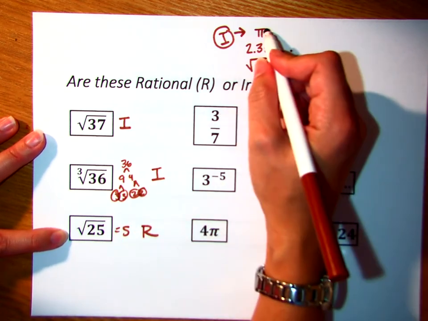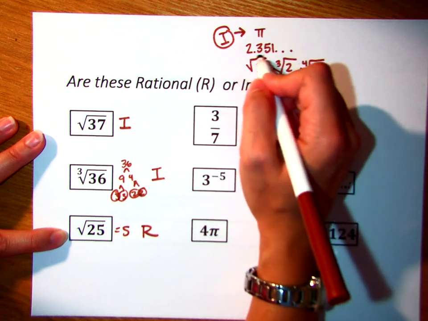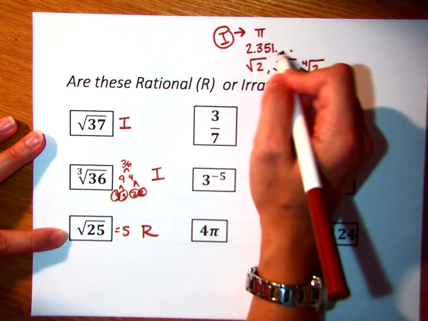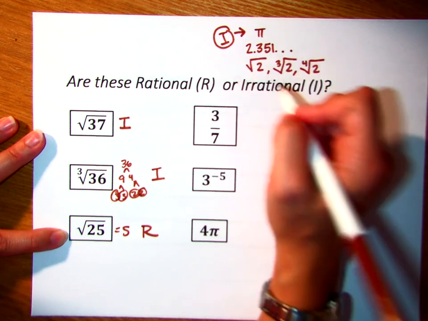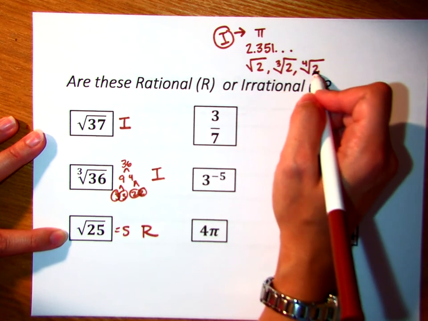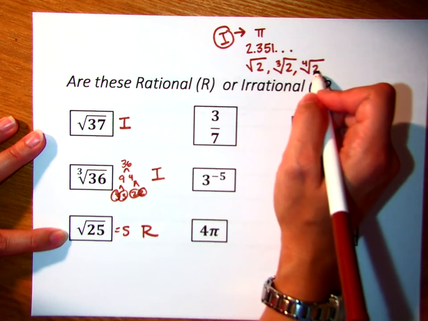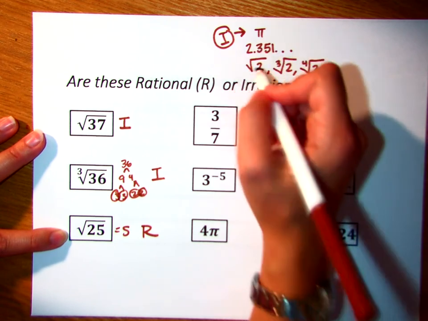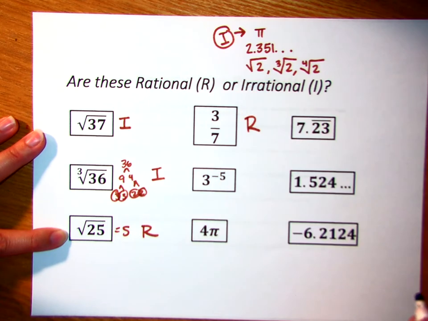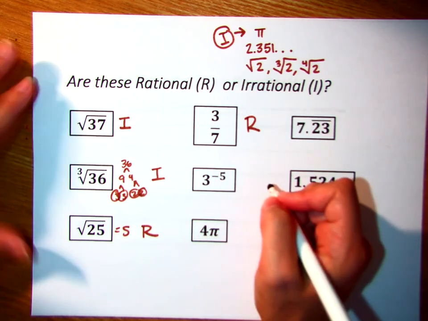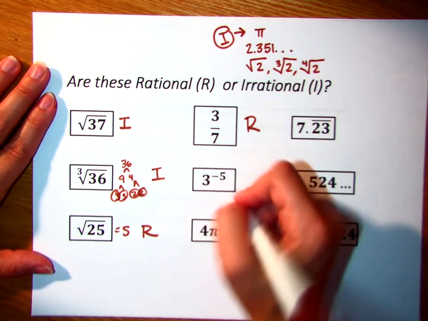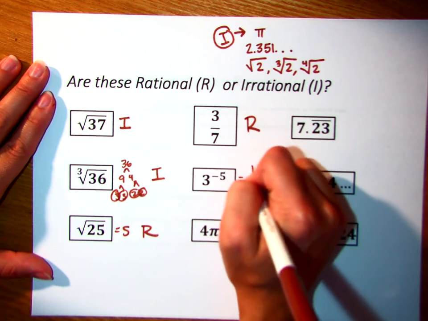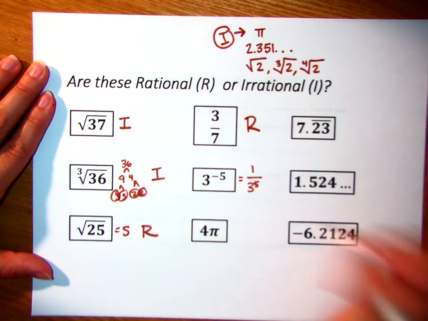3/7. Is that pi? No. Is it a decimal that is a non-terminating, non-repeating decimal? No. Is it one of these that is a square root or cube root of something that's not perfect? No. If my answer is no to all 3 of these, we say that's rational. All right, let's do this one. I have 3 to the negative 5th power, which really should be written as 1 over 3 to the positive 5th power. That doesn't even matter.